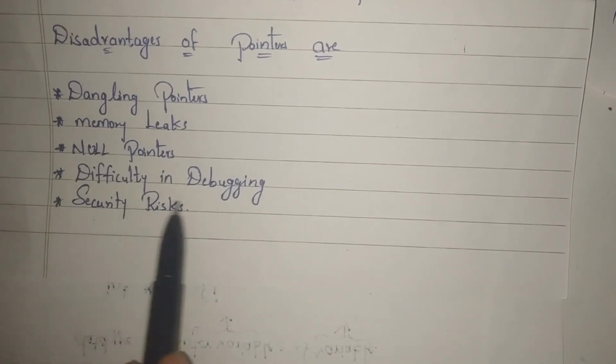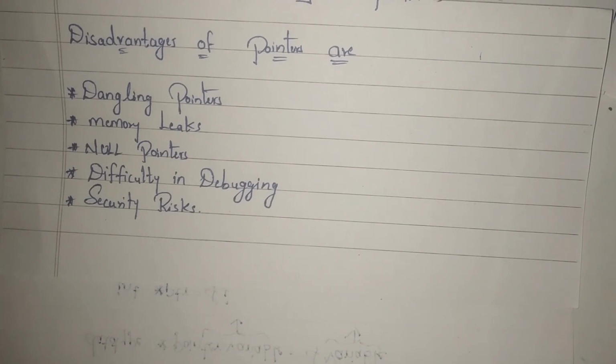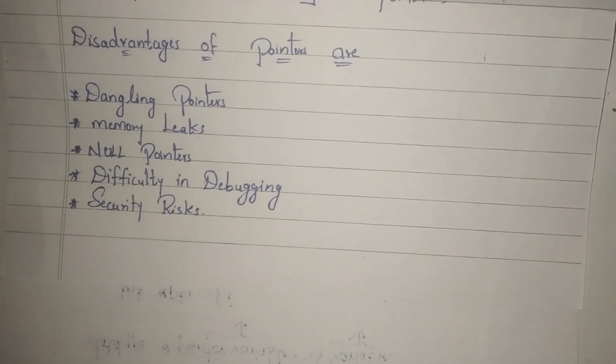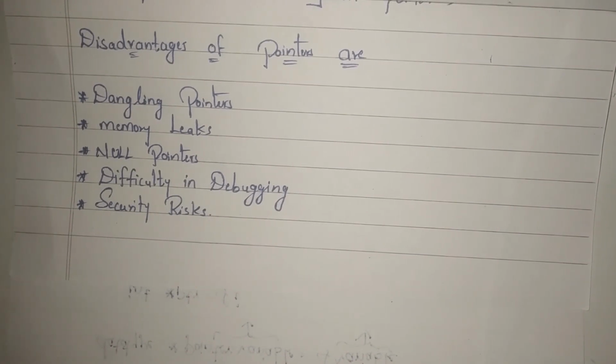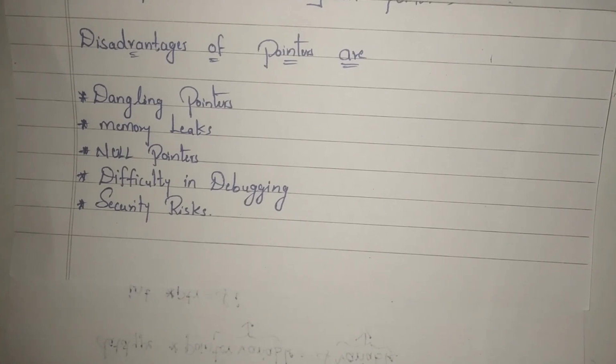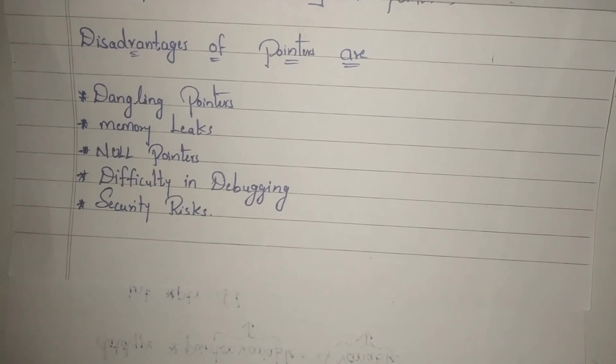And next one is the difficulty in debugging. Working with pointers makes debugging challenging and requires more specialized tools. And next one is security risks. Improper pointer use can lead to vulnerabilities like buffer overflows. Due to the direct access of memory addresses, it is insecure. That's the reason why pointers are not used in Java. That is one of the reasons. And these are the disadvantages of pointers.